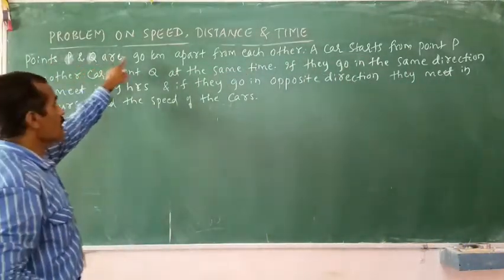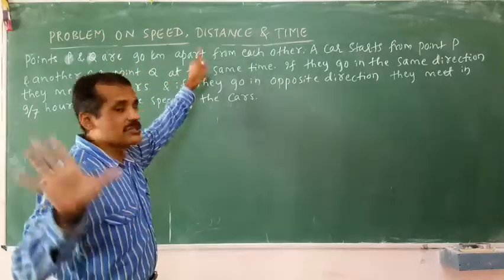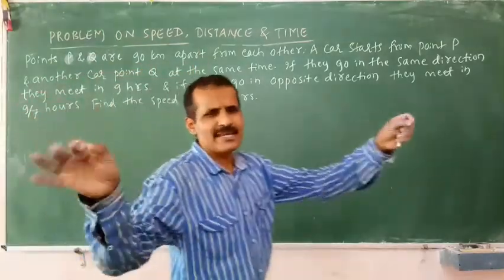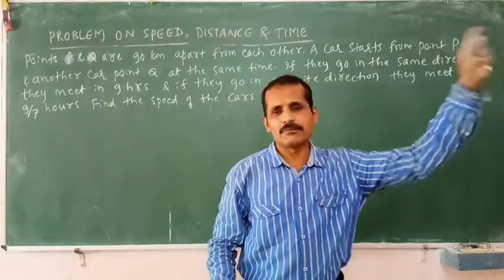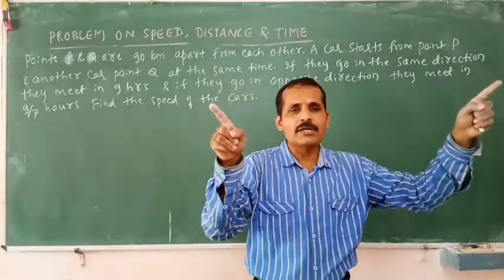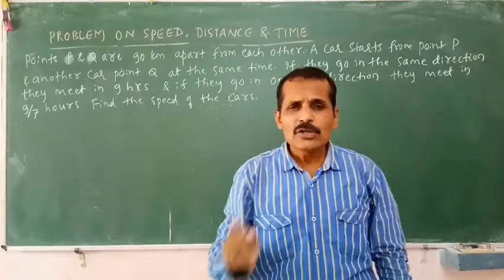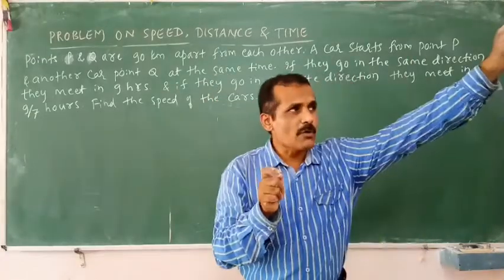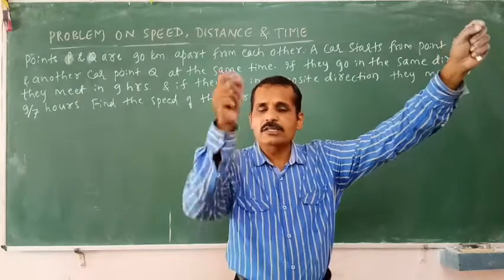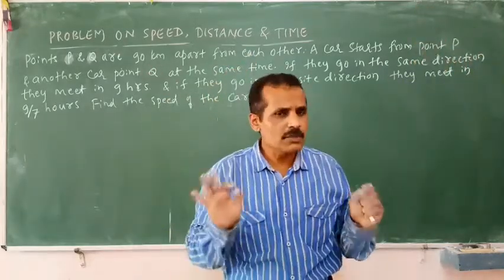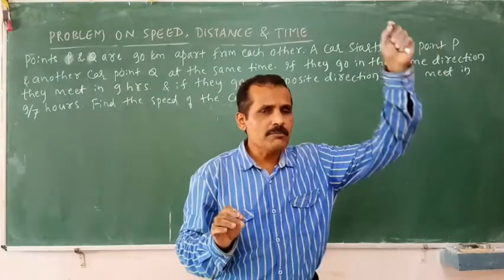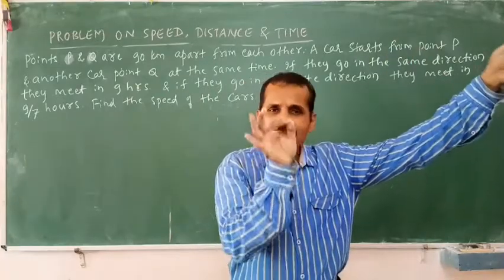Points P and Q are 90 kilometers apart from each other. There are two places, I can say one is Dharwad and one is Belgaum. They are 90 kilometers apart from each other. So one car starts from Belgaum and one car starts from Dharwad at the same time. Got the point clear?